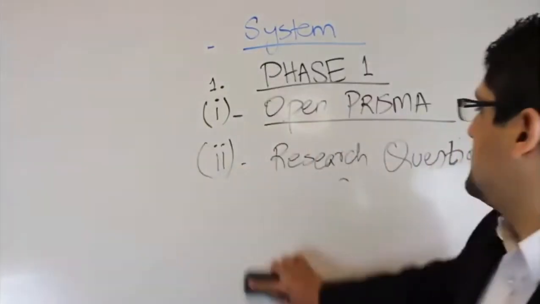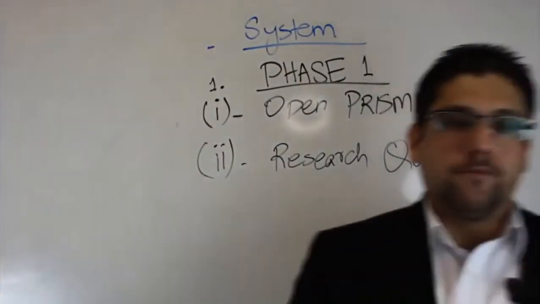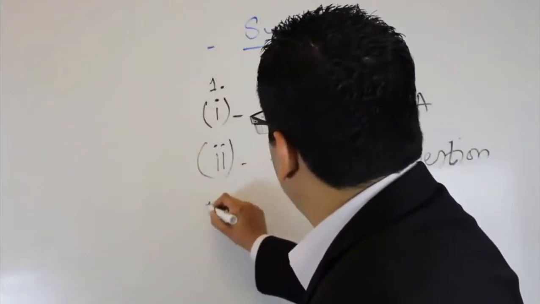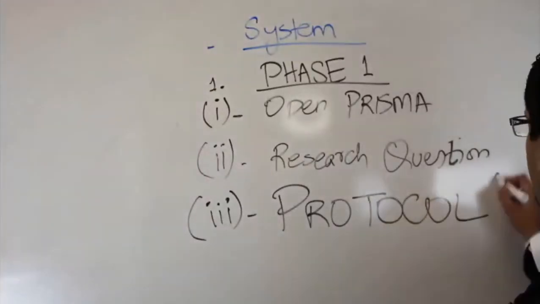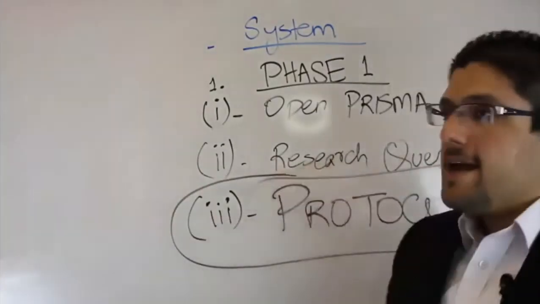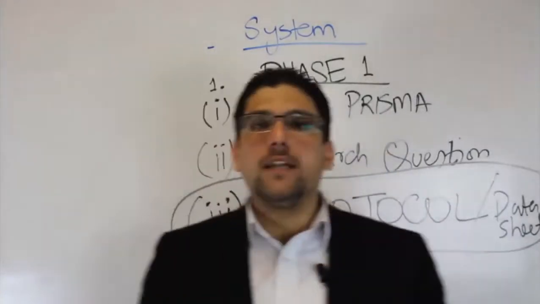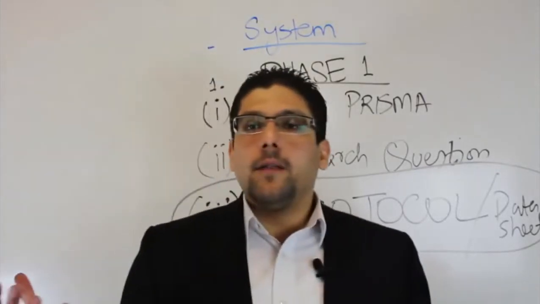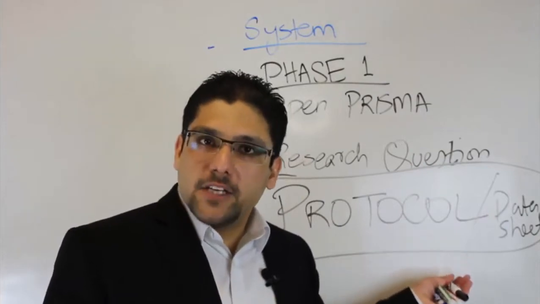I'll clean the board so you guys can see. You open the PRISMA checklist in front of you. Second step is you create your research question. What is the third step? Create a separate document and call it a data sheet or protocol. This is a very, very important thing. Everything that you will do, you will record on this protocol page, every single step, because everything is your plan. And this is exactly your method. So this is going to help you in writing your method section.